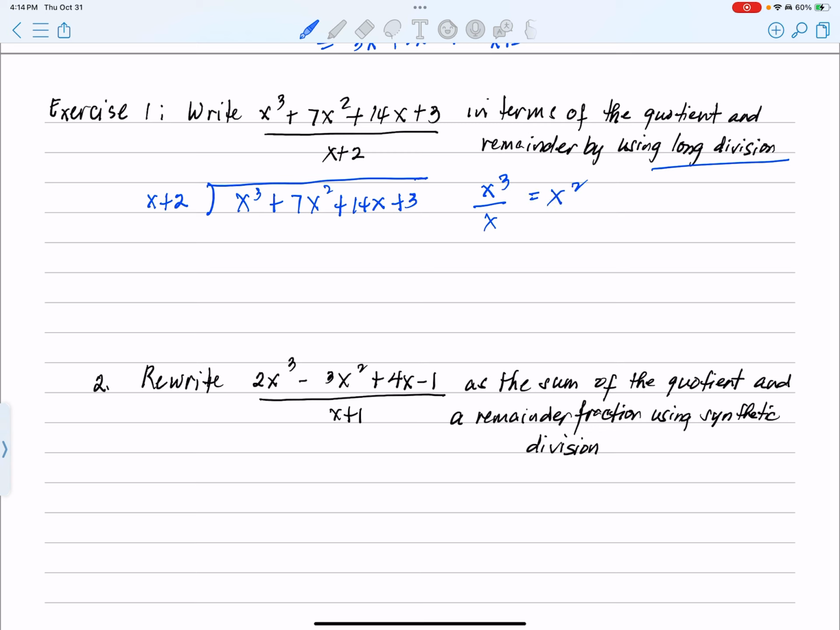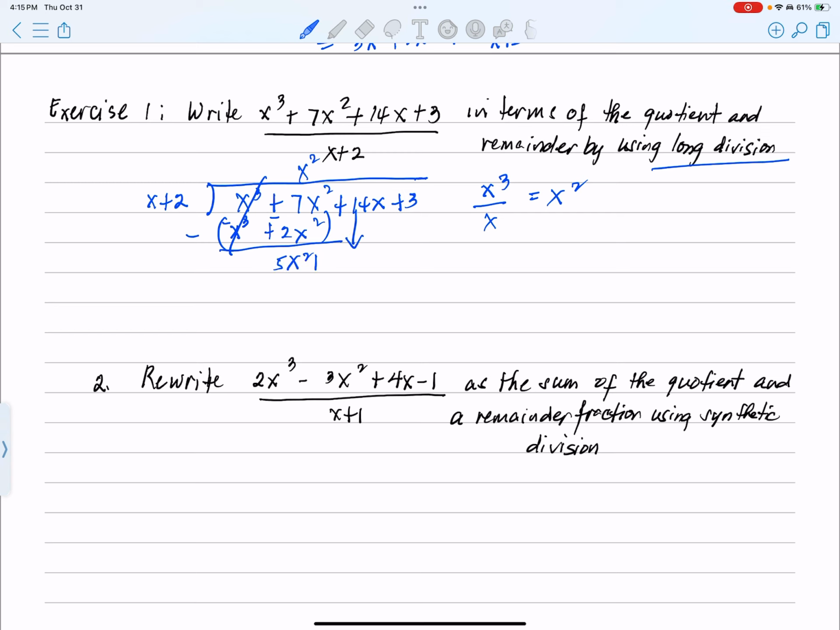So place the x squared on top where your dividend has an x to the second power. Then multiply back: x squared times x, that is x cubed. x squared times 2, that is 2x squared. Then you subtract. When you subtract, change the sign. So you cancel this out. 7 minus 2, that's 5x squared. Bring down the next term.